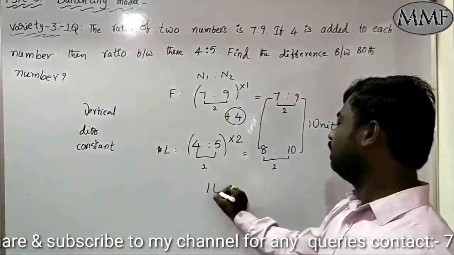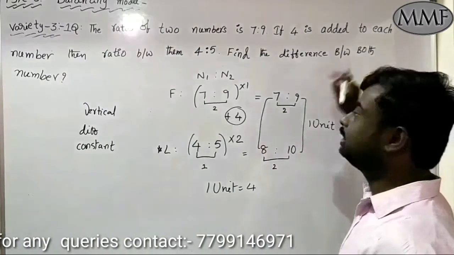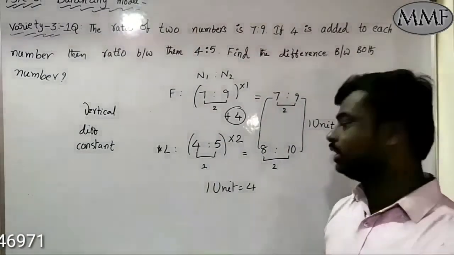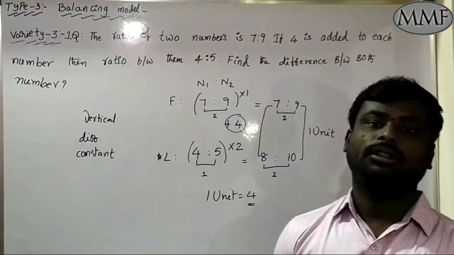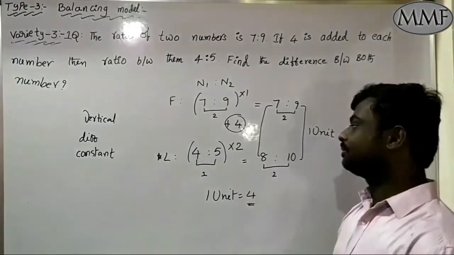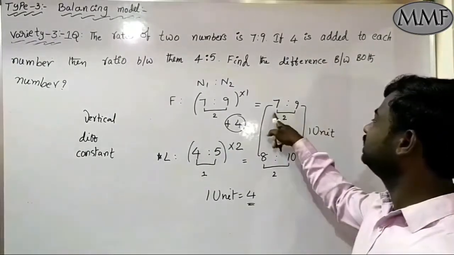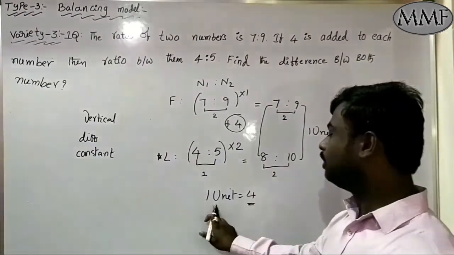So very simple. If 1 unit is 4, then the question, what is the difference between them? What is the difference between them you are having? Only 1 unit. 1 unit is how much here? 4. So like this, we can do all the questions in a very easy manner. Clear or not? So the difference between the numbers is only 7 and 9, here 8 and 10. So what about if 1 unit is 4?